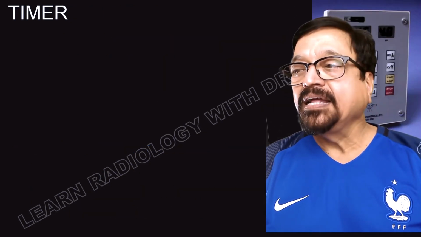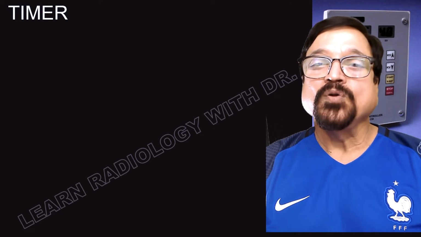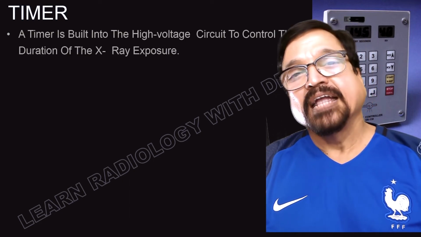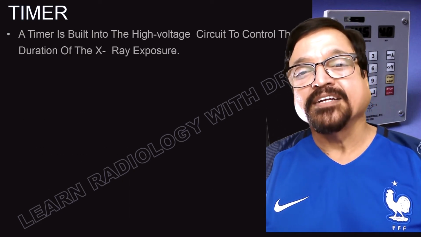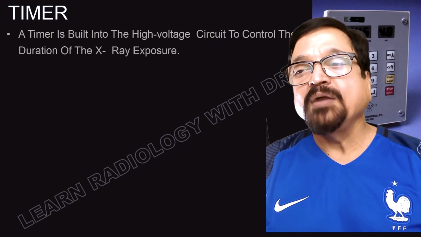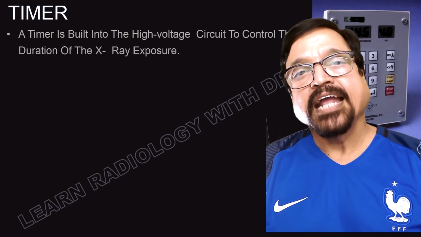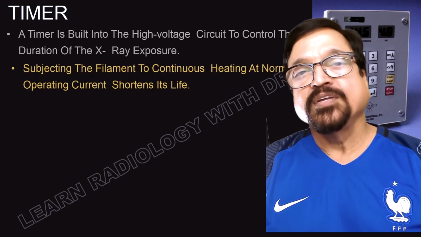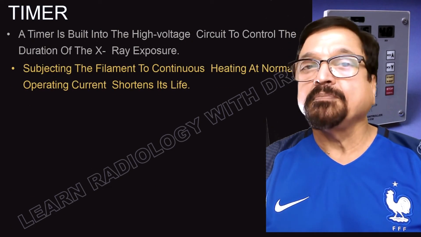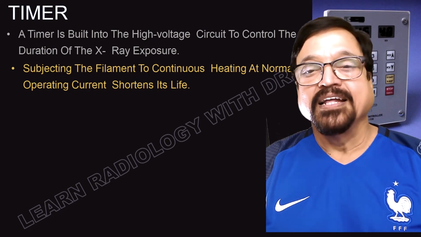Now the timer, very easy to understand. How long do you want the X-ray to be on? X-rays are not produced continuously at a certain time. A timer is built into the high voltage circuit to control the duration of the X-ray exposure. This you can control. You can have higher or lower depending on the part you want to radiograph.